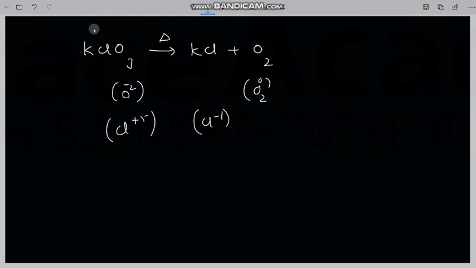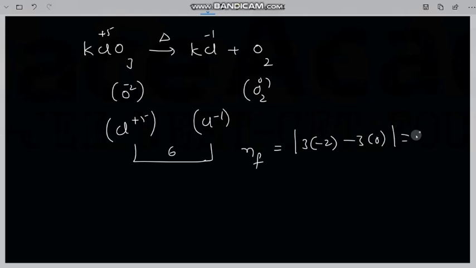Here chlorine is plus 5, and here chlorine is minus 1. So from plus 5 to minus 1, you can understand how many electrons changed: 6 moles of electrons. That means the n factor of KClO3 is equal to the modulus of 3 into minus 2 of oxygen minus 3 into 0, which equals 6. Considering this one reaction, this is called the oxidation reaction.